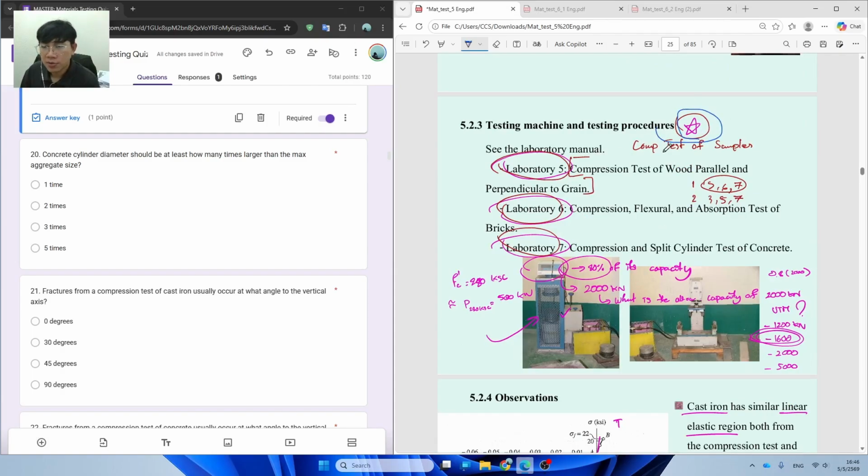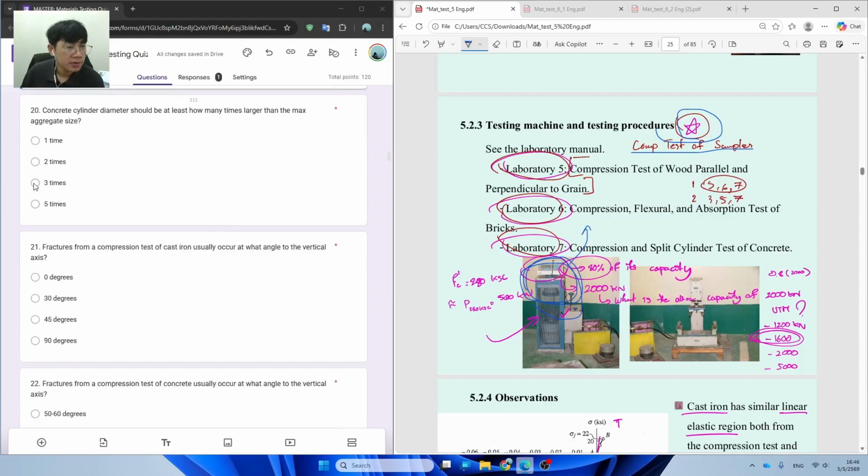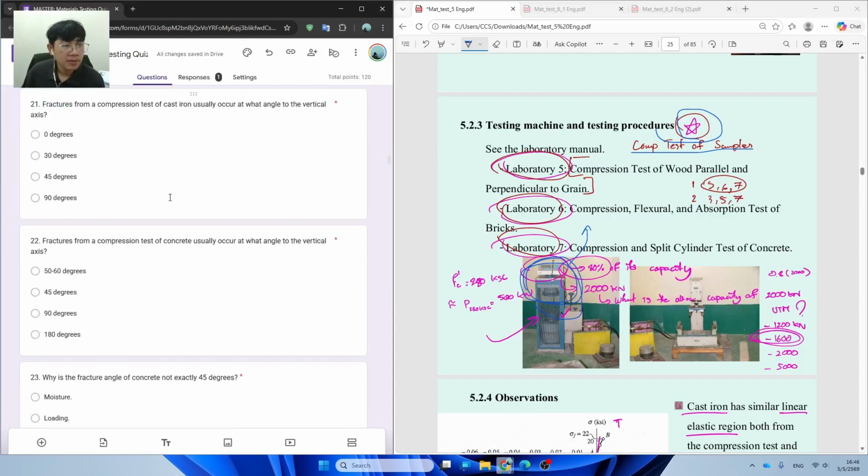Okay, so I'm going to ask you what the laboratory tests are using this UTM machine. So you may need to go back and revise it in your laboratory report. This one, just click 3 times.